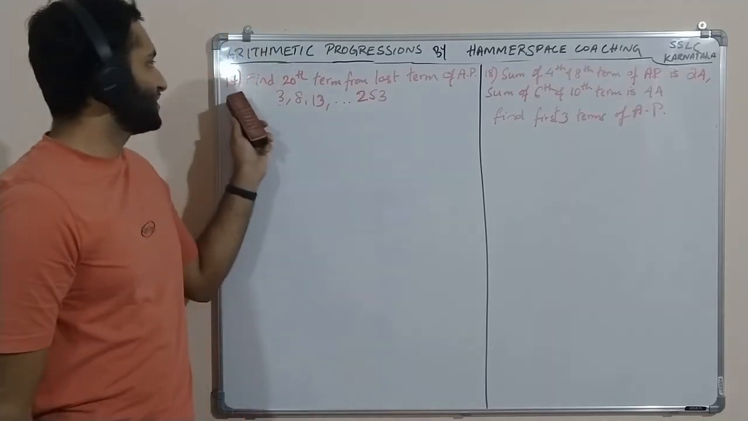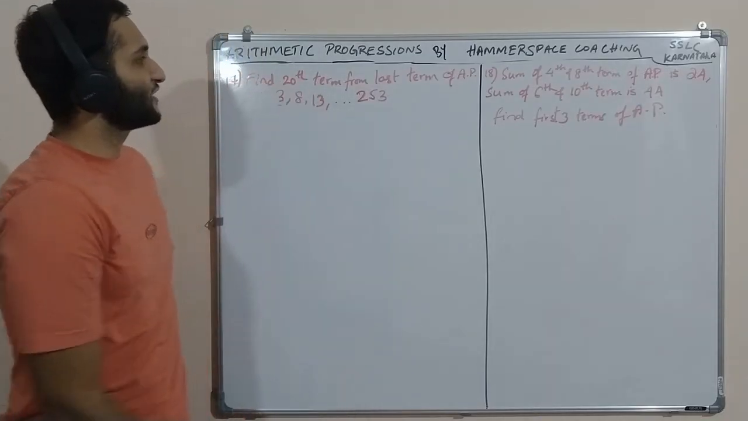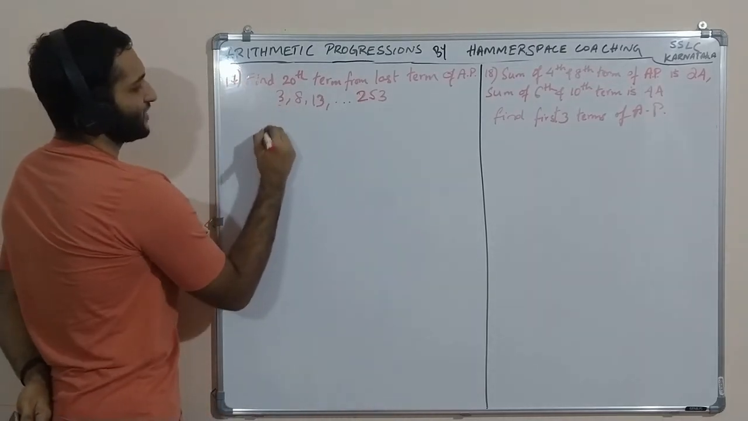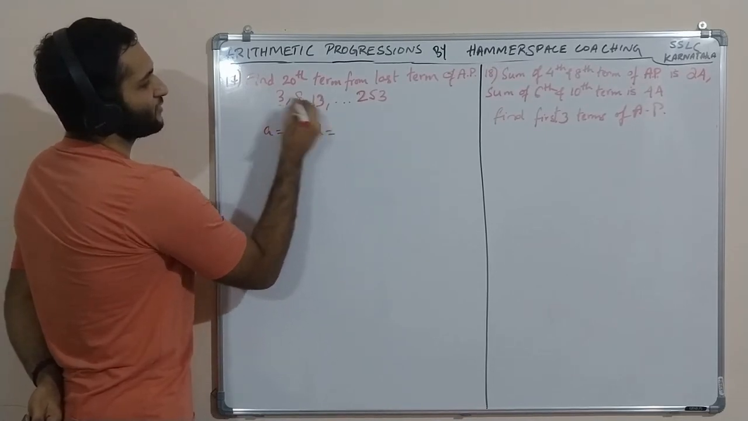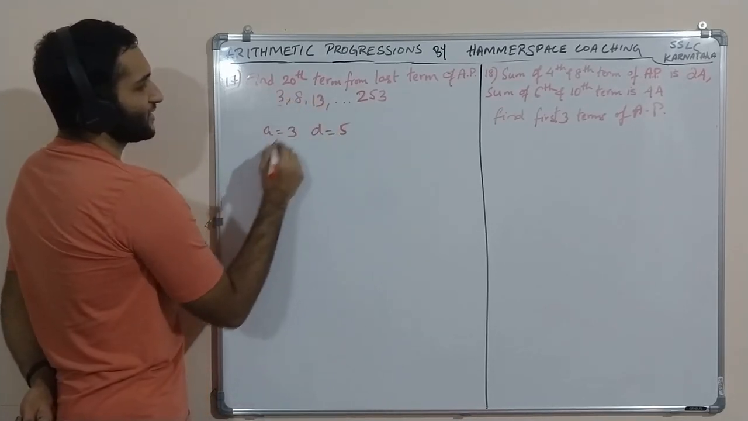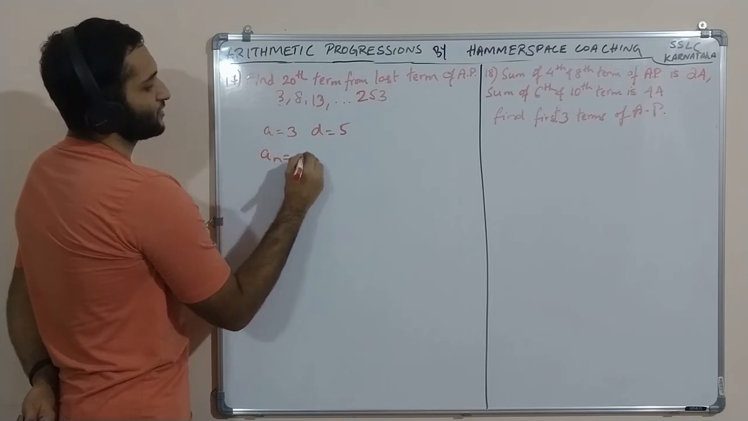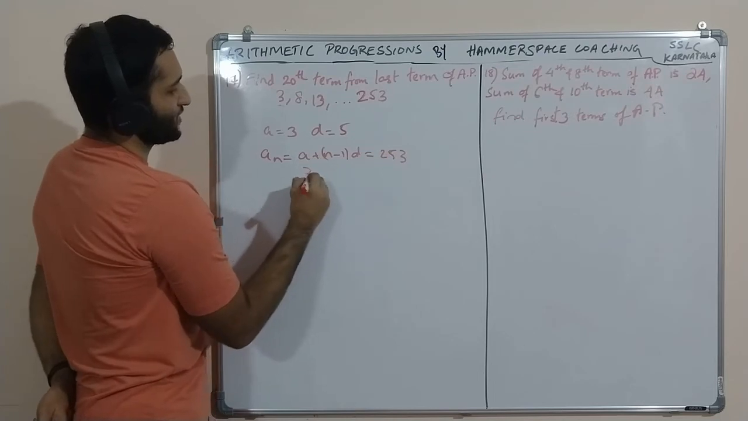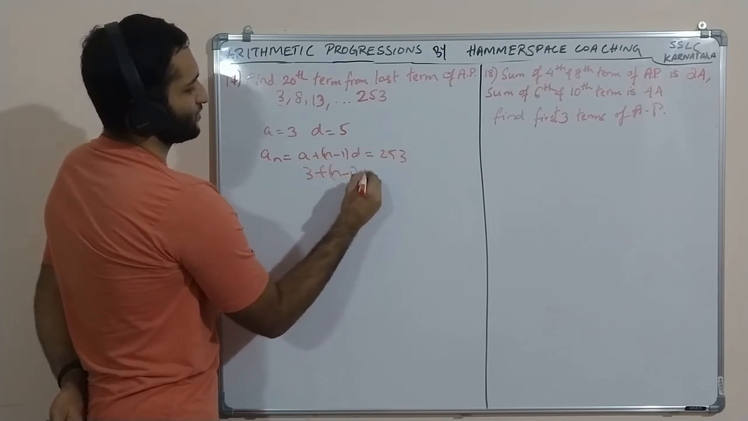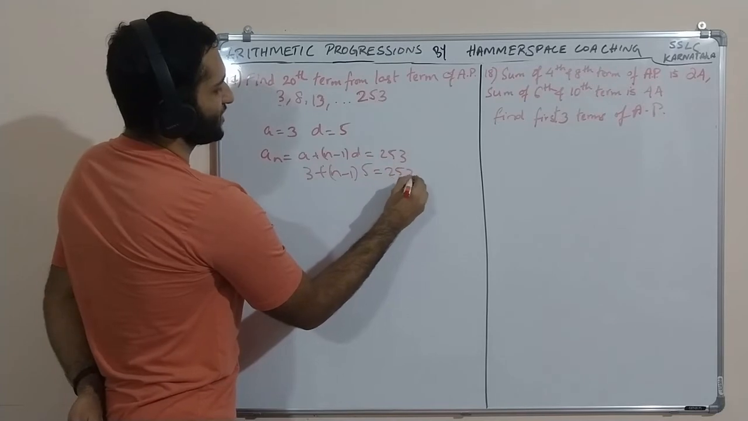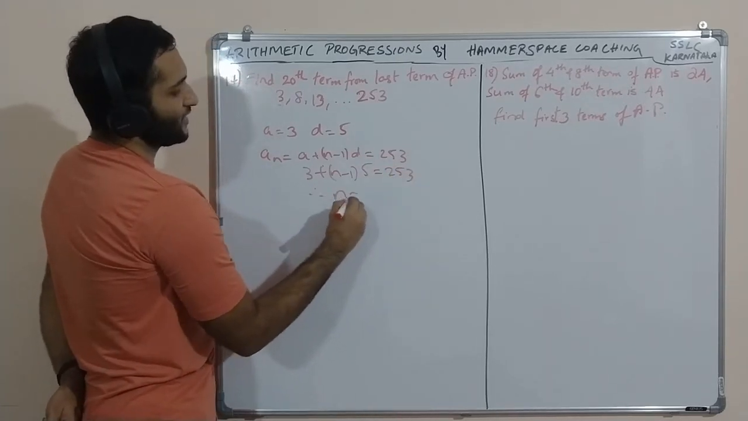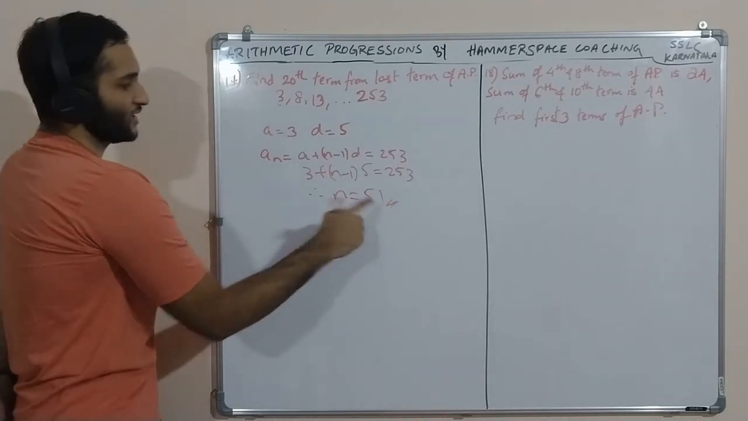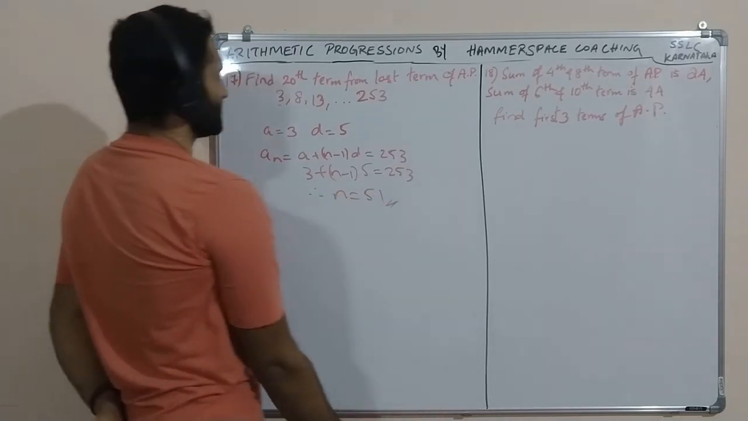Let's solve question number 17. Find the 20th term from the last term of the AP. Given the AP, quickly let's find out: A equal to 3, D equal to 8 minus 3, which is 5. An is 253, and an equals A plus n minus 1 into D equals 253. So 3 plus n minus 1 into 5 equals 253. Therefore if you find n, you will get it as 51.